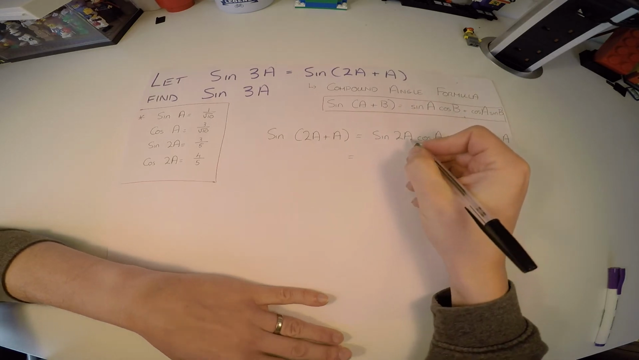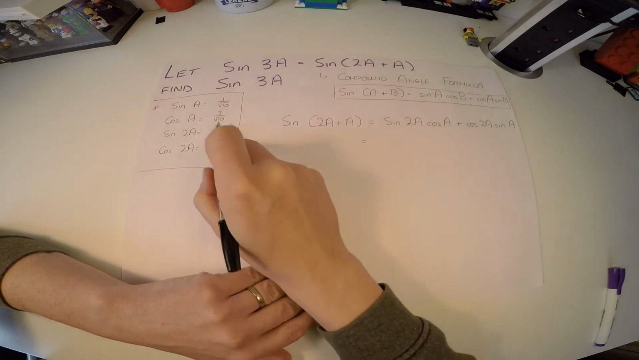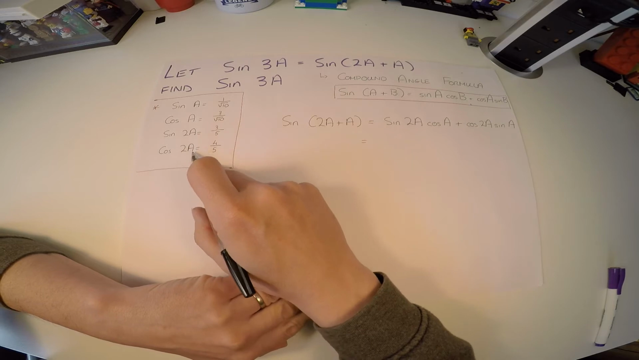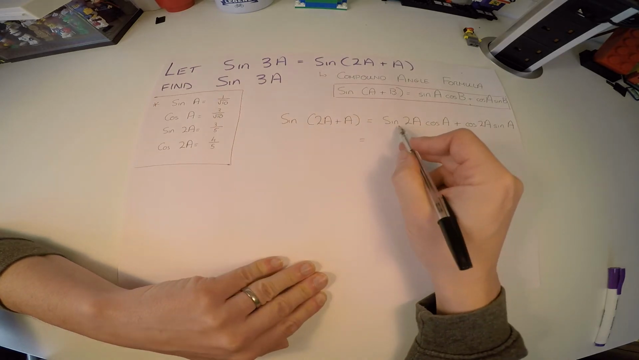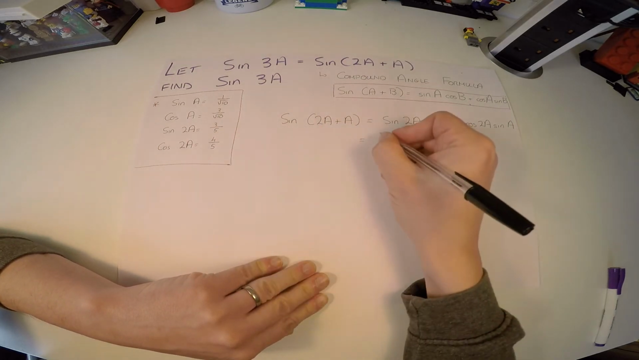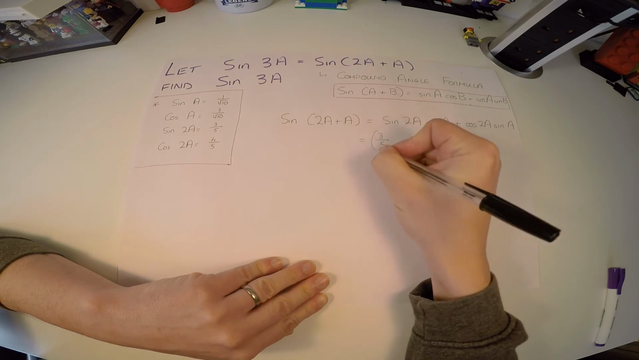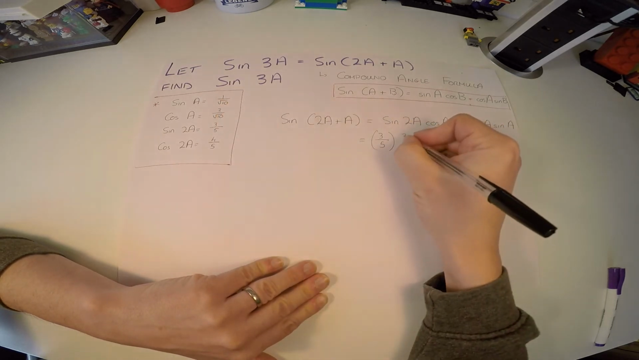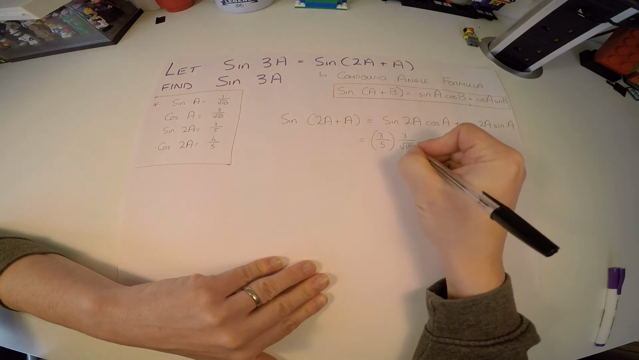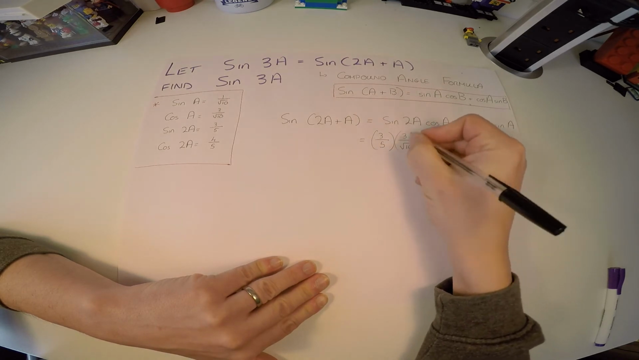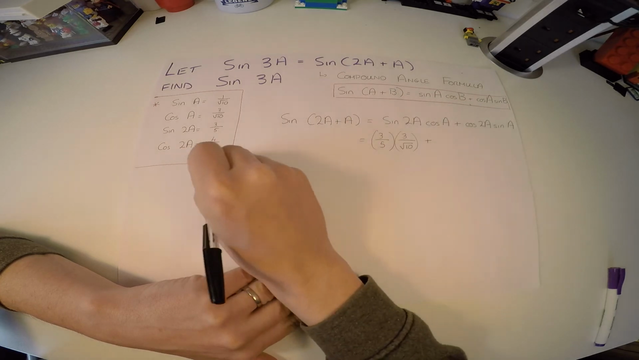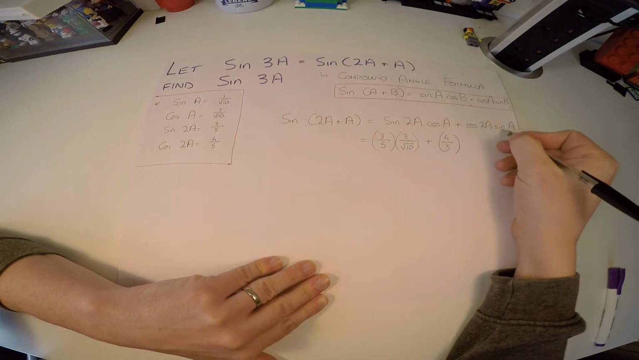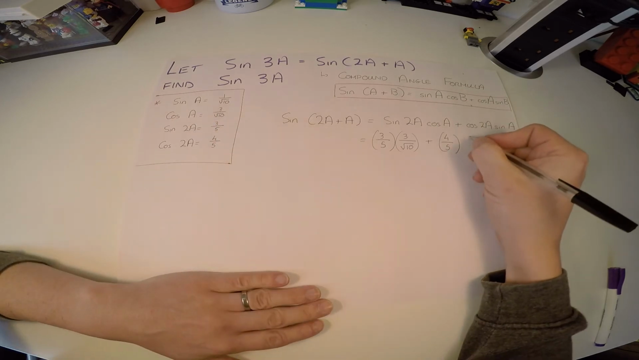So remember from the first part of the question, we actually figured out all these things. We figured out sine A, cos A, sine 2A, cos 2A. So sine of 2A, what's that? Sine of 2A, that's 3/5. Cos of A, that is 3 over root 10. Plus cos of 2A, that's 4/5. And the sine of A, that's 1 over root 10.